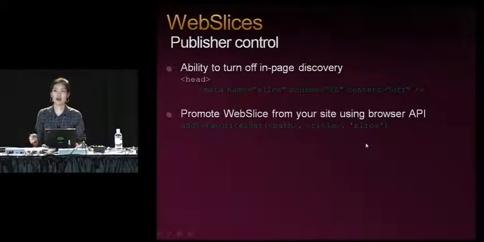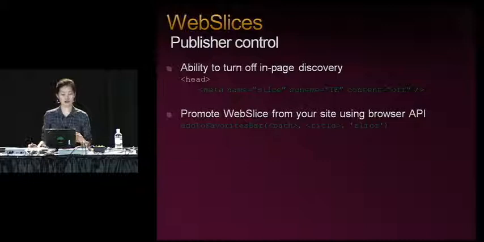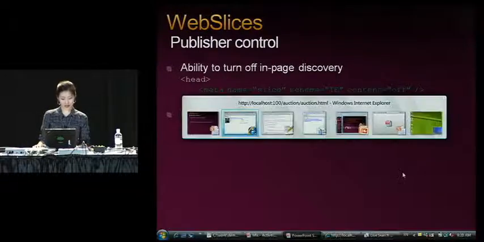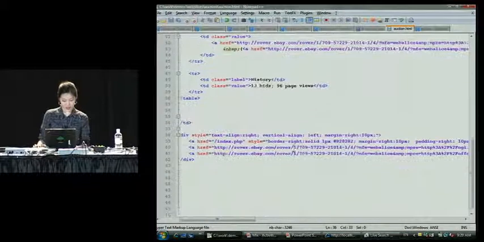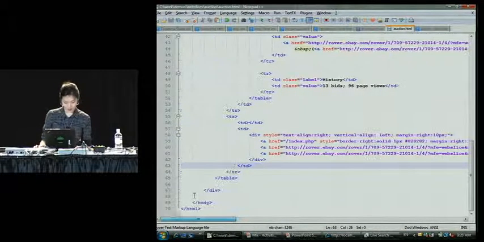And then also, you might want to make it really obvious to users that you have a web slice. So you can create a big button that says, go and add this web slice. And that's through our Add to Favorites bar API. Let's try that out. So I'm going to add the button to the bottom of my page.